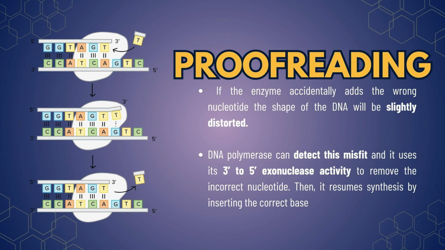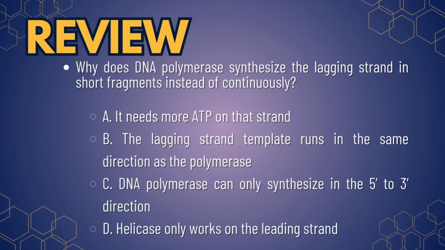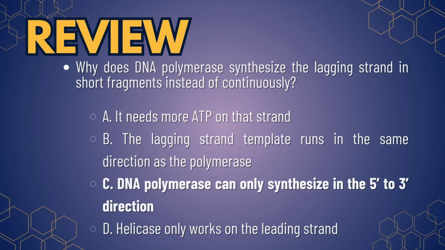Now let's take a quick break to test what you've learned so far about the key enzymes involved in DNA replication. Again, feel free to pause the video and try to answer these few questions. Why does DNA polymerase synthesize the lagging strand in short fragments instead of continuously? The correct answer is C. DNA polymerase can only synthesize in the 5' to 3' direction.